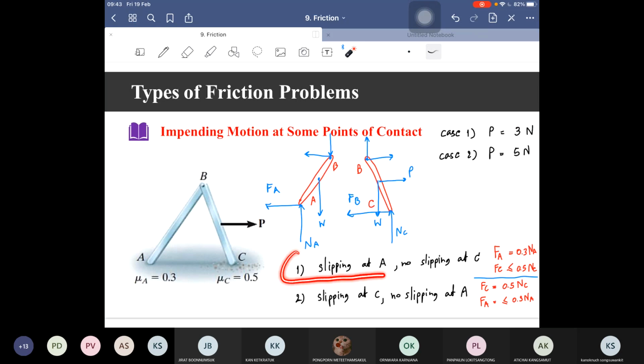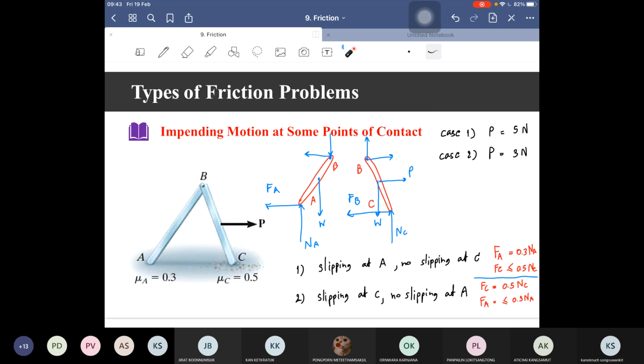Then it shows that case 1 will happen first. Then in this system, it will slip at A and not slip at C. Or on the other hand, if we switch, we have case 1 equal to 5 Newton and case 2 equal to 3 Newton. If you calculate like this, it means that case 2 will happen first because it reaches 3 Newton first. So in this case, it will slip at C and not slip at A.